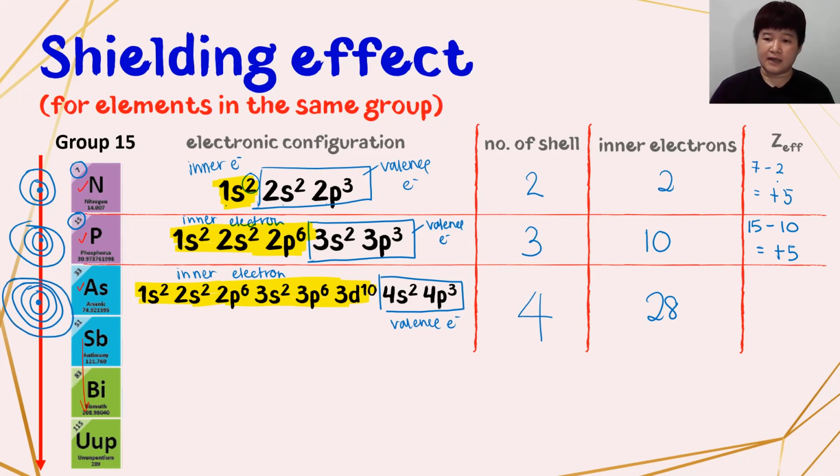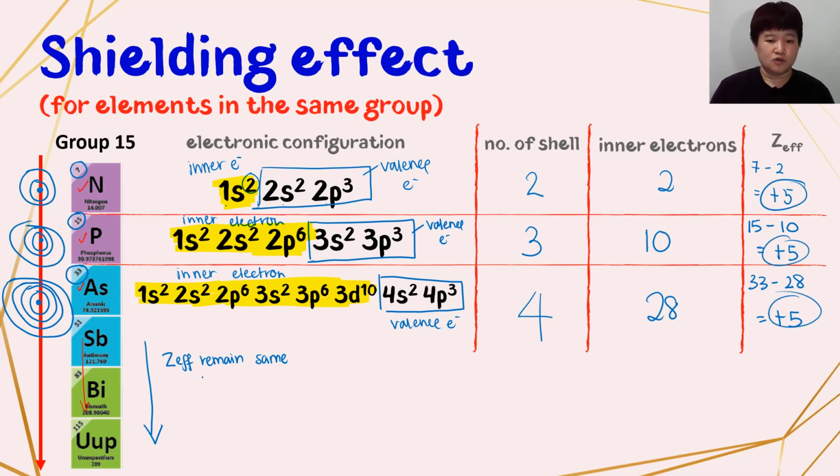Okay, and for the effective nuclear charge of arsenic, the proton number is 33. So you have 33 minus inner electrons 28, and the effective nuclear charge of arsenic remains positive 5. So you know that right now, going down a group, the effective nuclear charge remains the same. Therefore, when you go down a group, you cannot discuss by using effective nuclear charge because the effective nuclear charge is the same.